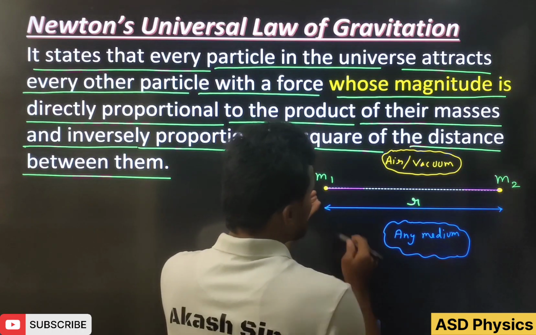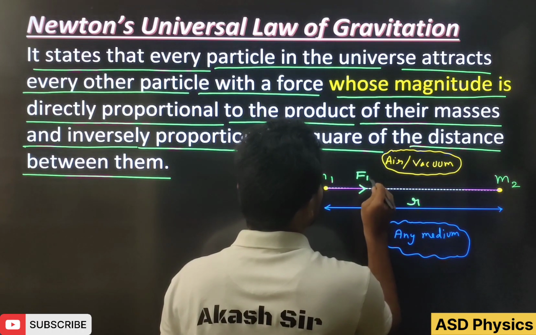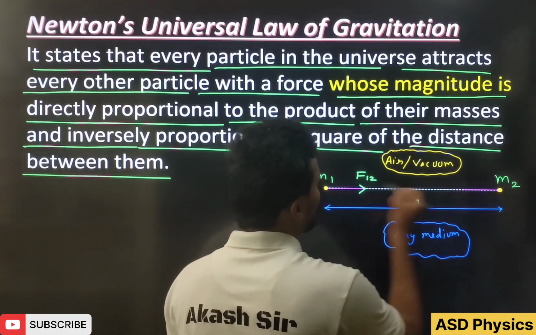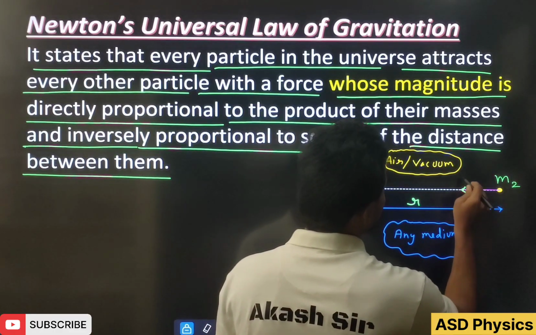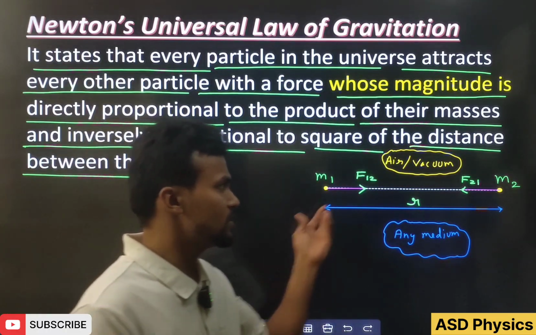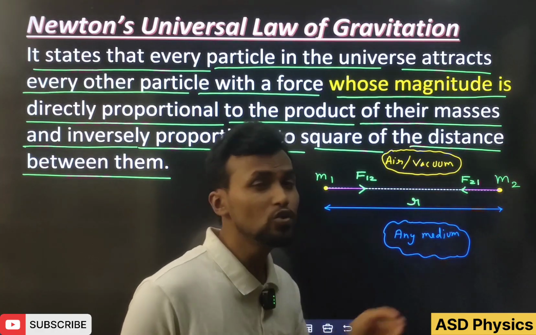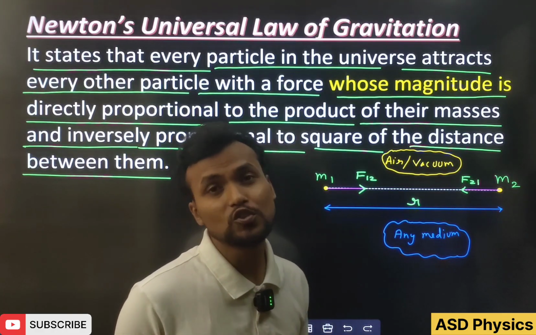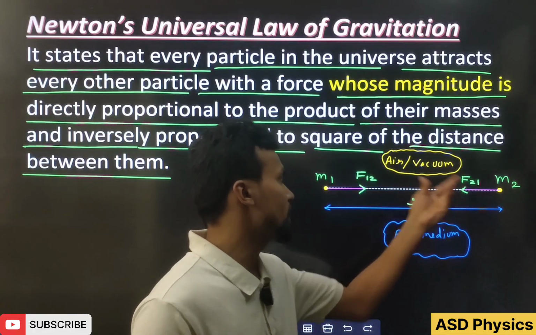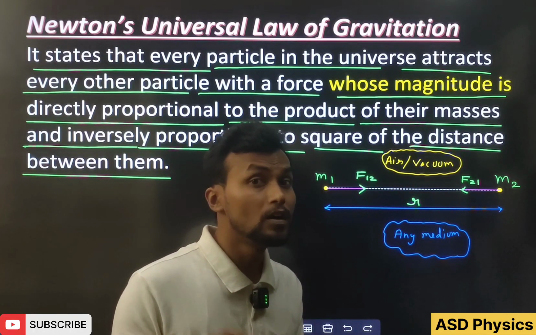So m1 will attract towards m2, so this side force will be there. I will write here F12 for force on 1 due to 2. Similarly m2 will also attract m1, so here this will be F21. Okay, and remember that here this gravitational force is the non-contact force. M1, M2 need not be in contact, and you know force always exists in pairs. Okay, so F12 and F21 are a pair, and they are following Newton's third law of motion.